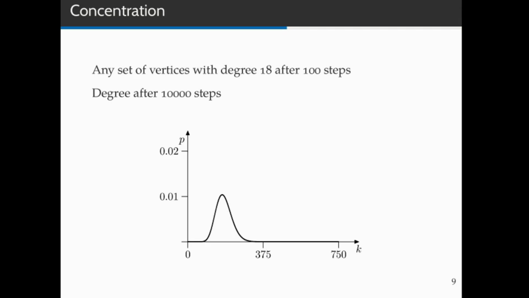If we take the degree distribution of any set of vertices which has degree 18 after 100 steps and analyze the degree after 10,000 steps, we see that it's more concentrated. And even more concentrated if we assume a set of vertices which has degree 56 after 1,000 steps. So the observation is that if something has a high degree to begin with, then we get a very narrow concentration window. And this is the idea that we want to exploit.